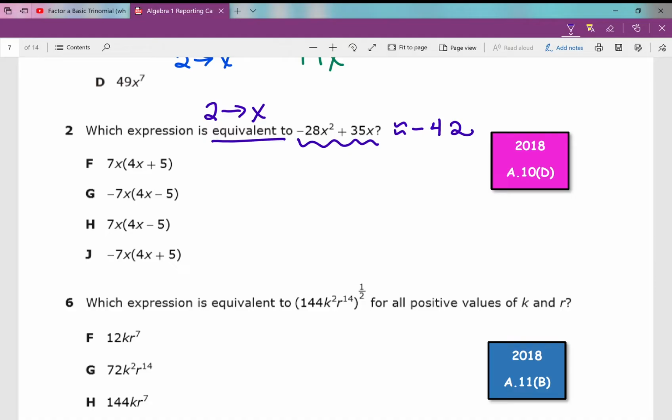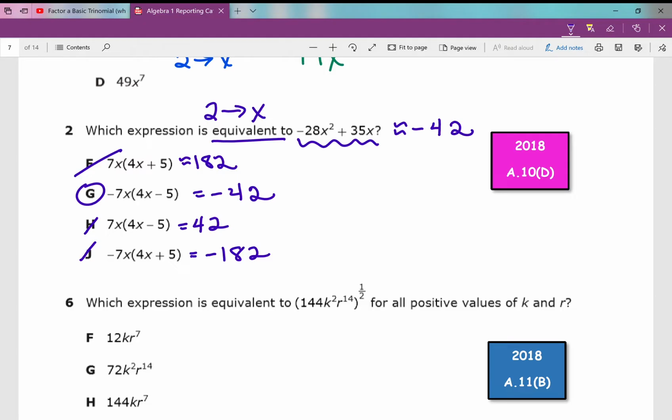Then I'm going to go through each answer choice. For F, when I plug in 7x times 4x plus 5, I get 182. Well, that's not negative 42, so that's not it. When I go to G and plug in negative 7x times 4x minus 5, I do get negative 42, which means G is my answer. If I were to plug in H, I would get 42, and if I plugged in J, I would get negative 182. Since none of those equal negative 42, that's not my answer.